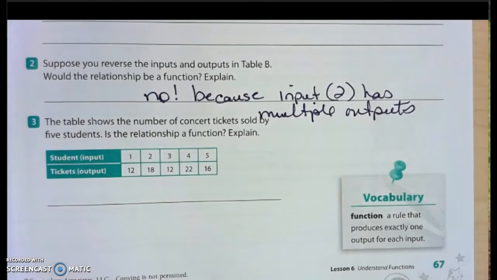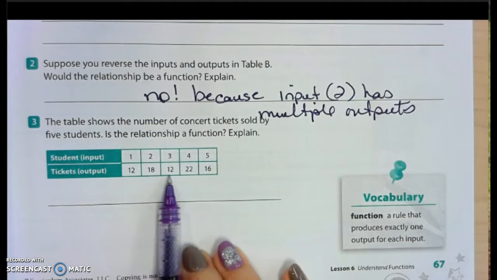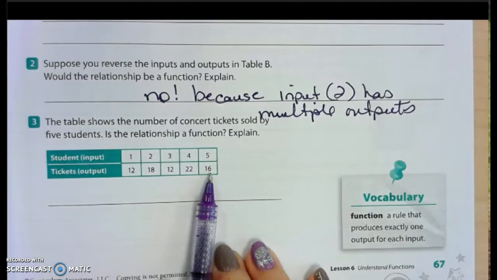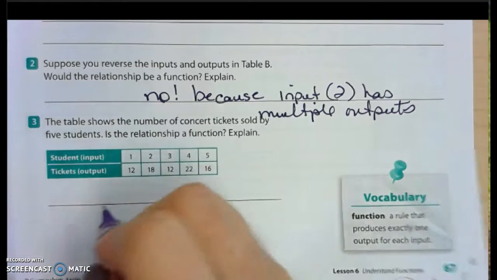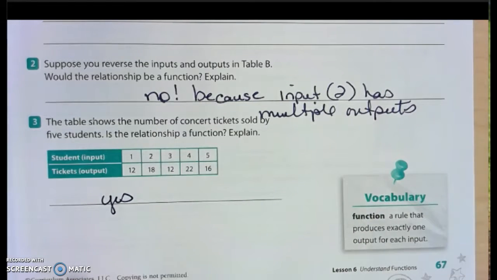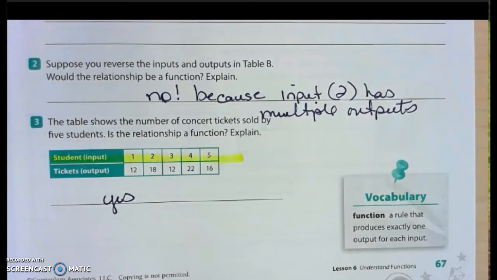Number 3, the table shows the number of concert tickets sold by 5 students. Is the relationship a function, and explain. Student number 1, 2, 3, 4, 5. Tickets sold 12, 18, 12, 22, 16. Is it a function? Yes. Okay, to determine if it's a function, we're going to look at the inputs. Okay, the inputs were the students. 1, 2, 3, 4, and 5. None of those were repeated, which means that each one only had one output.